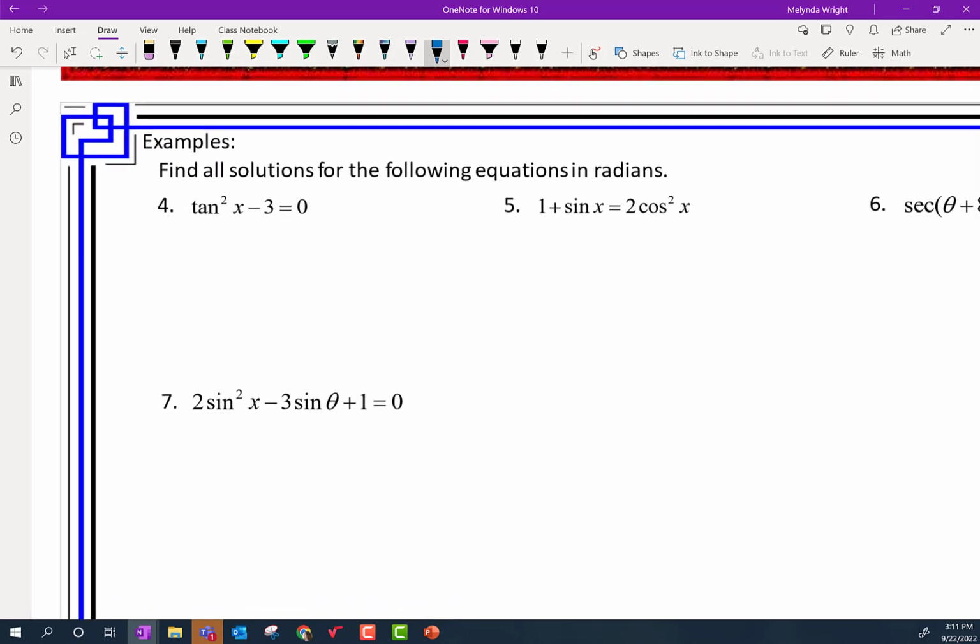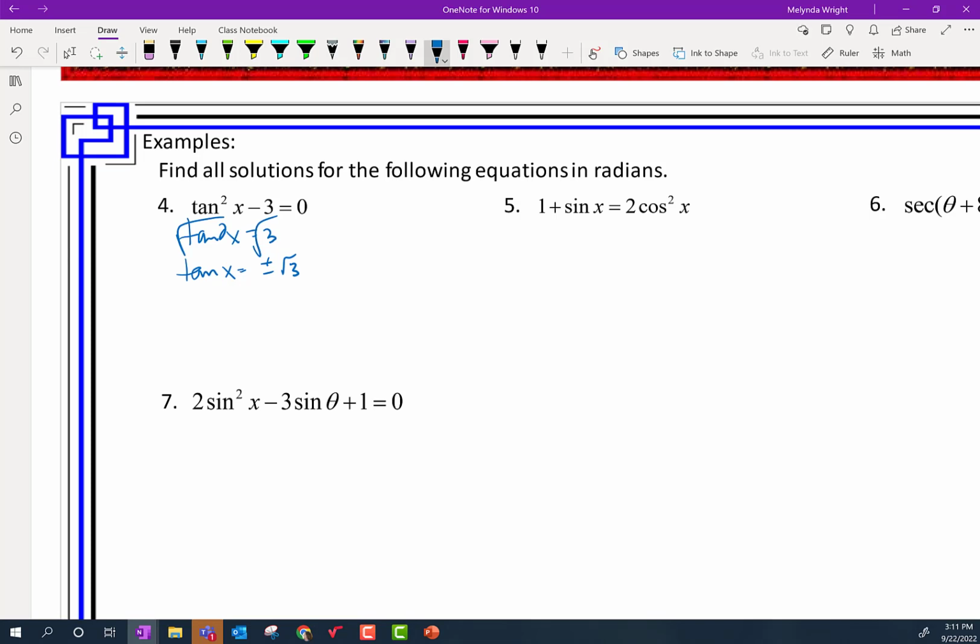So I want to get tangent by itself. So tangent squared equals 3. I want to square root both sides. Okay, I want you ladies to think back to last year. What is a very common mistake when we square root both sides? What do we need to remember to do? Plus minus. This is plus or minus root 3.